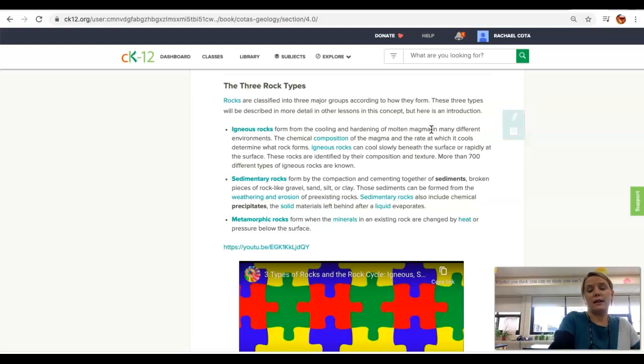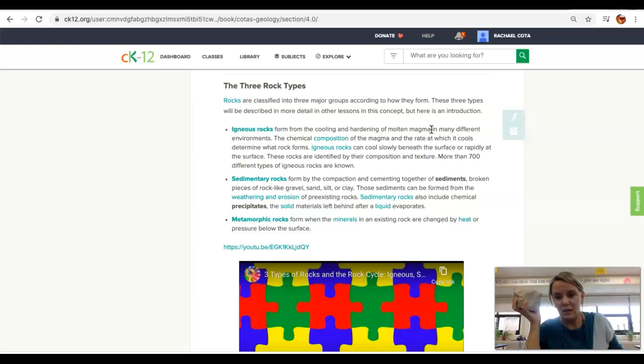Next type is sedimentary. Sedimentary does not include any heat. There's no heat involved, which is why sedimentary rock is the home of fossils. We find lots of fossils in sedimentary rock, in some limestone or sandstone. Reason being, heat would melt a fossil, right? If you subjected a fossil to the heat of a volcano, that fossil will be destroyed.